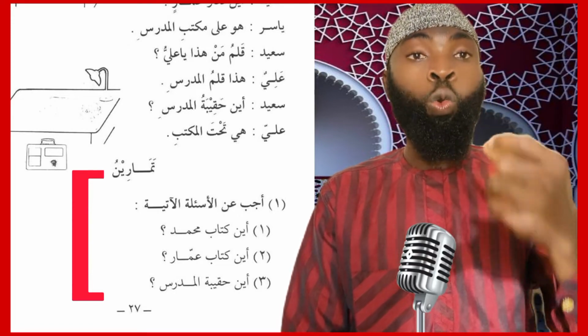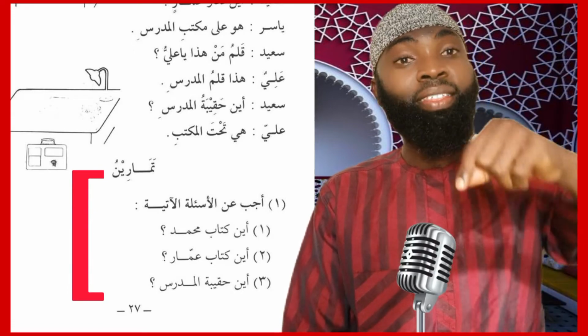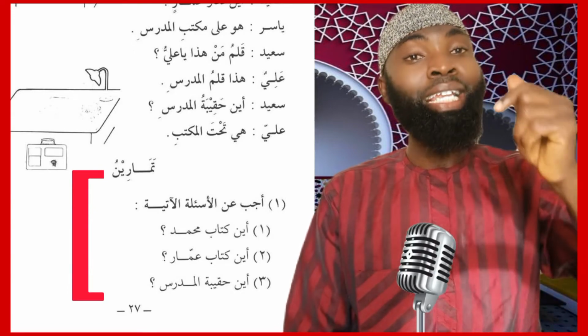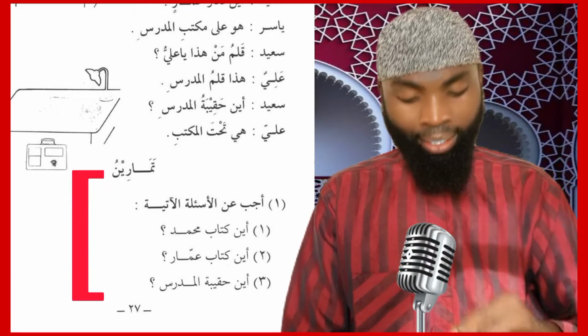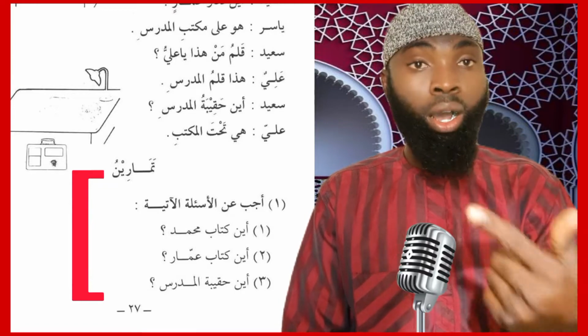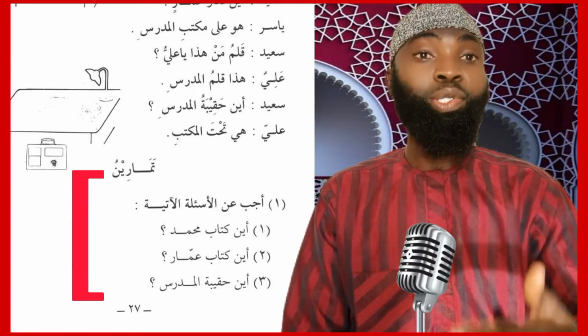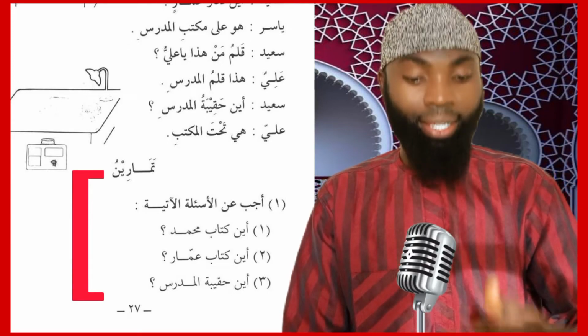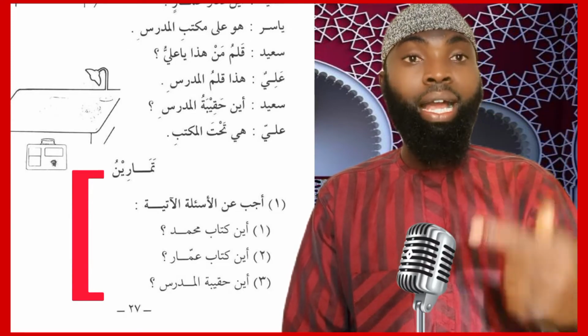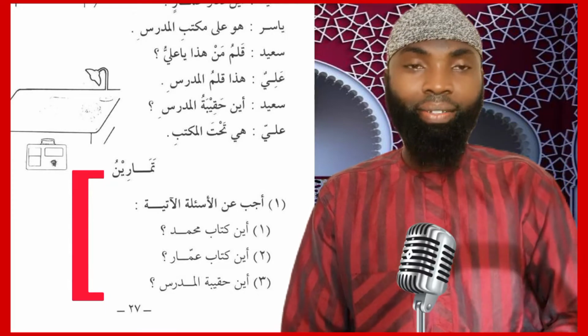You can say Huwa alal maktabi. It is on the table. Number three, Aina hakibatul mudarrisi. We can see all these are possessed and the possessor. So al-mudarrisu is the possessor of the thing, hakibatu. So we have Aina hakibatul mudarrisi. Where is the teacher's bag?